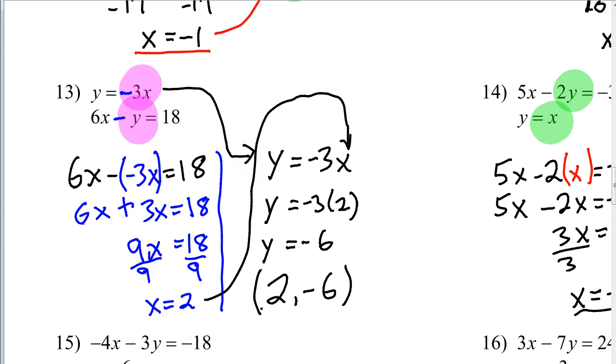And for all of these, you can do a mental check and know if it's right or wrong. You don't have to hope and pray. Just plug in 2 for x and negative 6 for y, and you'll see it works. 6 times 2 would be 12. And then y would be 6, and 12 plus 6 would be 18, so you know this is correct. You can always do a check really fast.